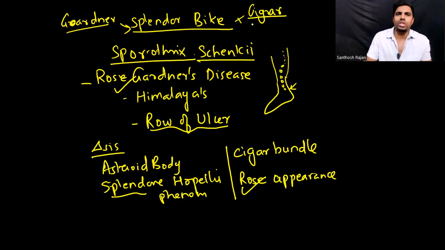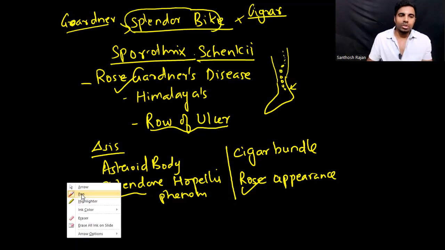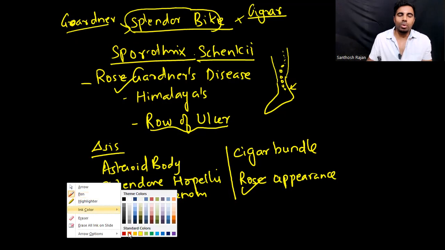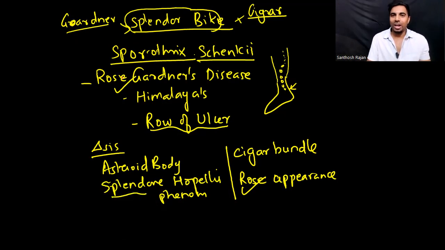This is another one, of course. He has asteroid and flower. You will not forget. Asteroid and flower is the same only. Okay, so one more thing. If I say Splendore-Hoeppli, is there any other disease that has it? Yes, there's one more disease. Which one is that? Can you remember? Anybody remember who else has a Splendor bike, apart from our gardener? You have the Active Israeli guy.